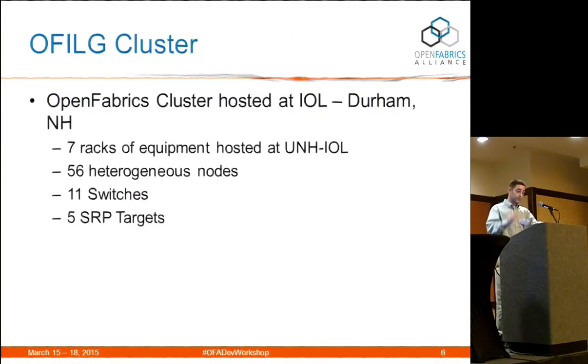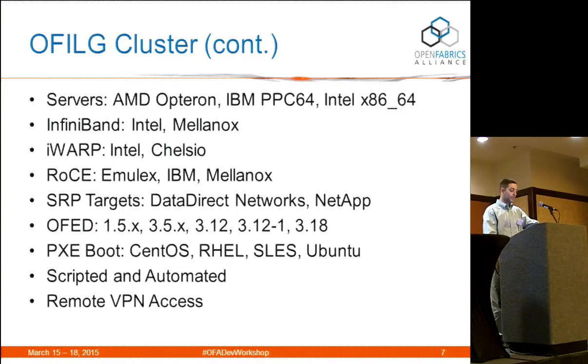About the cluster itself, of course, hosted at the IOL in Durham. Again, sort of a repeated slide here. 7 racks of equipment, plenty of nodes, switches, and the various targets. And another somewhat repeated slide.